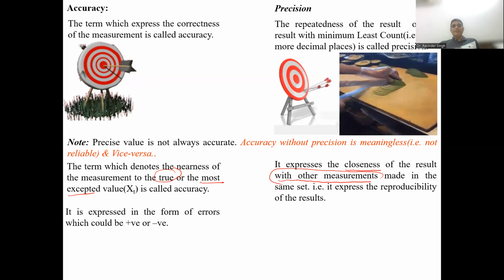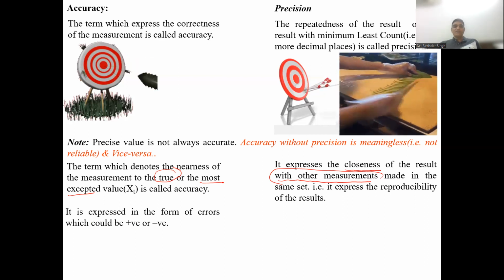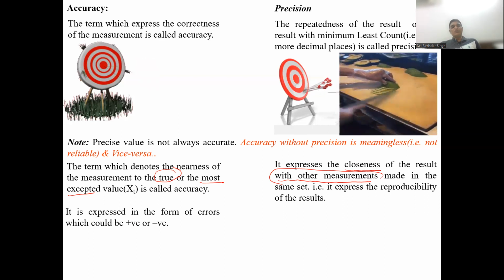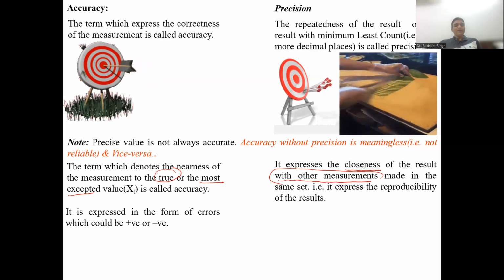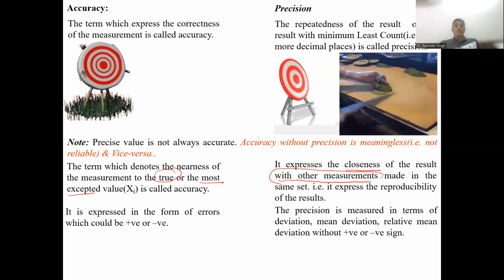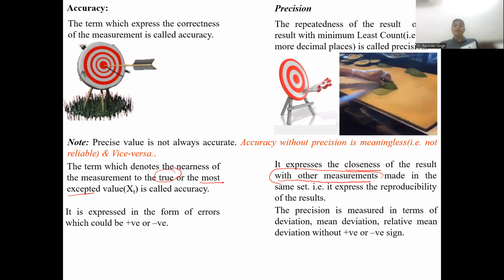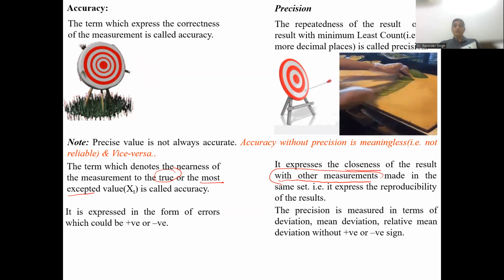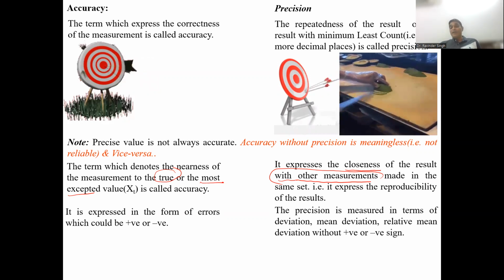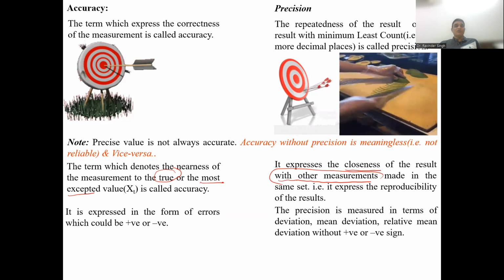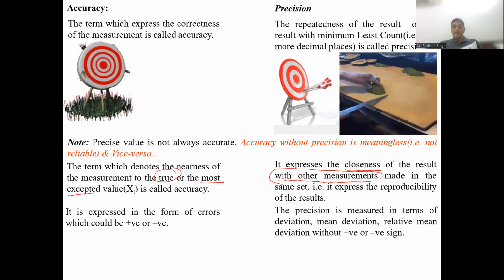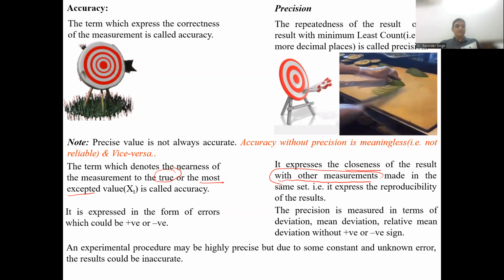The accuracy is expressed in the form of errors, which could be positive or negative, as we told you earlier. While the precision is measured in terms of the deviation, or the mean deviation, or the relative mean deviation, without positive or negative sign. We will discuss all these things in the next incoming lectures: what is the deviation, what is the mean deviation, what is the relative mean deviation. We will discuss all these along with the numericals in the next incoming lectures.